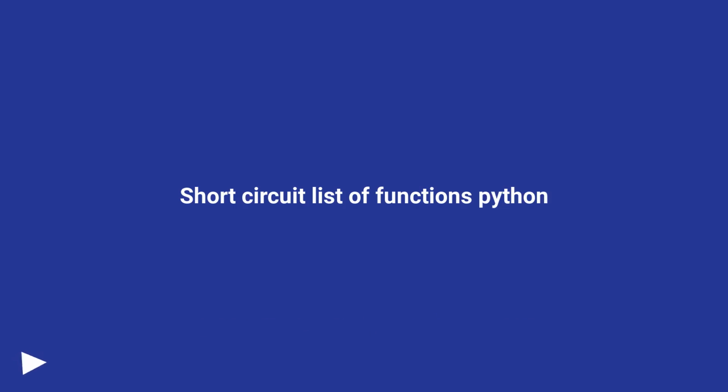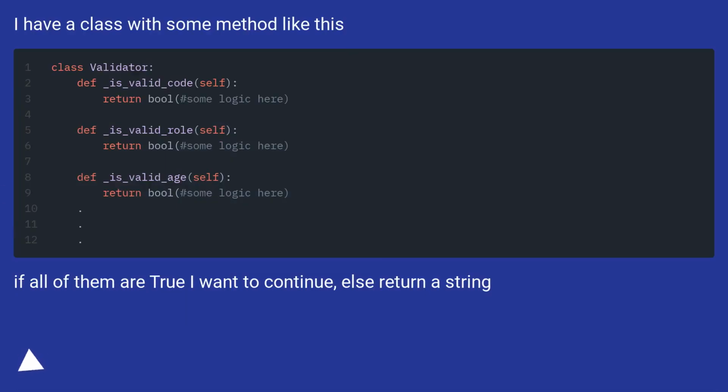Short circuit list of functions in Python. I have a class with some method like this. If all of them are true, I want to continue, else return a string.